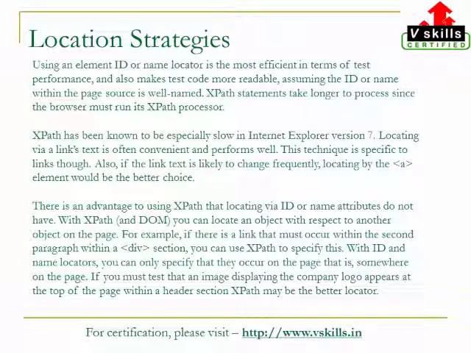Location strategies. Using an element ID or name locator is the most efficient in terms of test performance, and also makes test code more readable, assuming the ID or name within the page source is well named. XPath statements take longer to process since the browser must run its XPath processor. XPath has been known to be especially slow in Internet Explorer version 7.